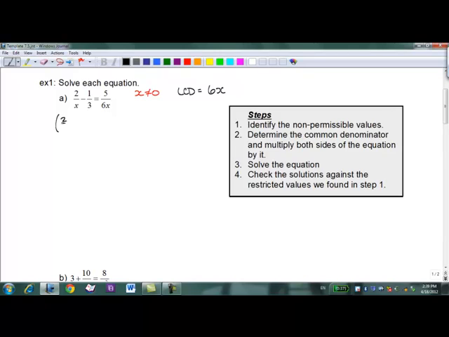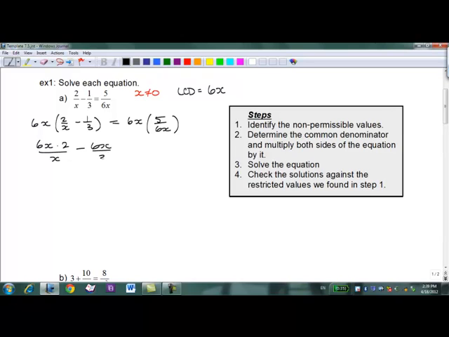So let me put big brackets around 2 over x minus 1/3, and I'm going to multiply that by 6x. And I'm going to multiply 6x times the other side, which is 5 over 6x. So on the left-hand side, let's distribute that 6x times 2. Let me just write it with a dot in between for now.